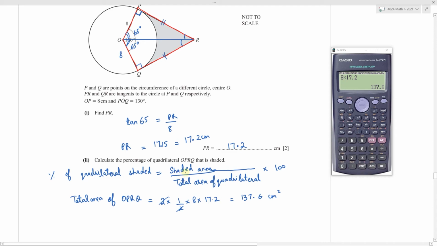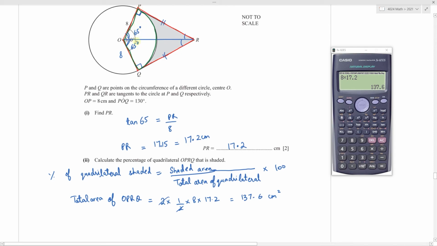Now we need to calculate the shaded area. So if I subtract the area of this sector that I'm marking in green here.